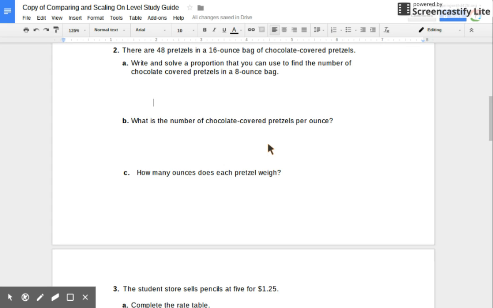This is the second question for the study guide. Here we go. There are 48 pretzels in a 16-ounce bag of chocolate-covered pretzels. Write and solve a proportion that you can use to find the number of chocolate-covered pretzels in an 8-ounce bag.